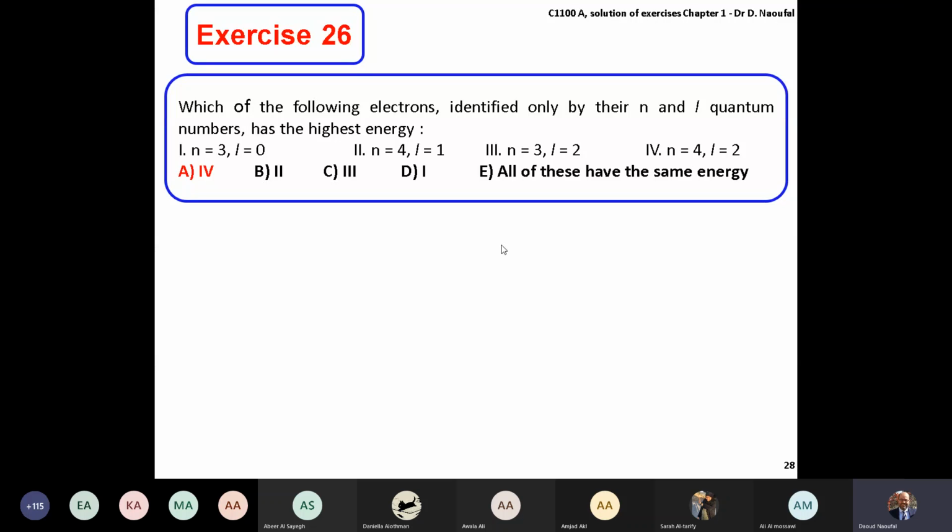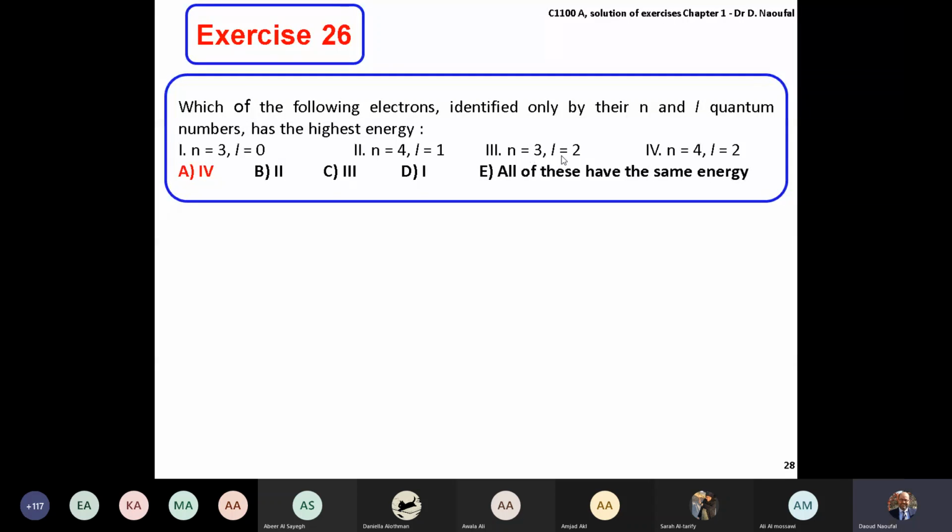Pass to exercise 26. Which of the following electrons identified by their n and l quantum numbers has the highest energy? They ask about the energy of the orbital. We have n equals 3, l equals 0, so this is the orbital 3s. n equals 4, l equals 1. This is the energy of 4p.